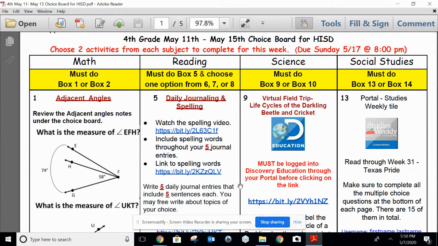We're going to look at our choice board and start with understanding what to do with a virtual field trip in Discovery Education. Our virtual field trip will come from box 9 from your choice board, and it is over the life cycles of the darkling beetle and a cricket.